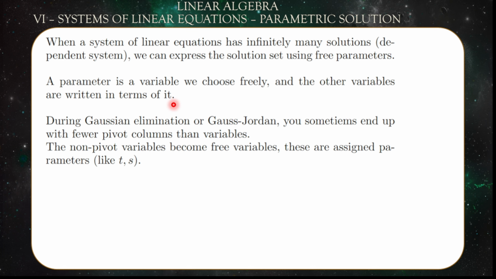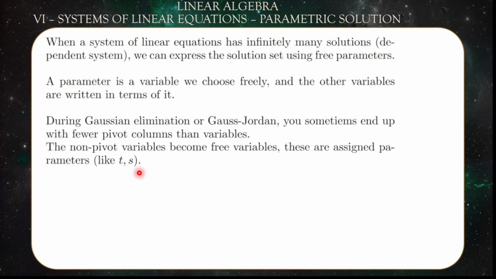So other variables would be subject of that parameter. So we treat it as if it was a constant. During Gaussian elimination or Gauss-Jordan that we've seen moments ago in the previous slide, we sometimes end up with fewer pivot columns than variables. The non-pivot variables become free variables. These are assigned parameters like t and s. This is the case where the number of equations is less than the number of variables.